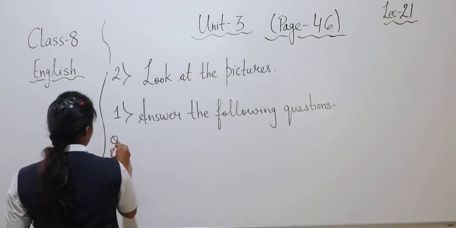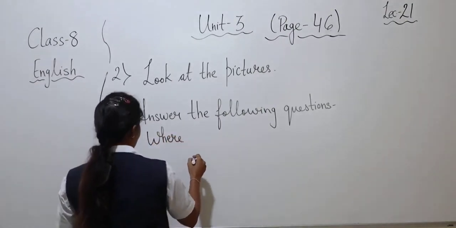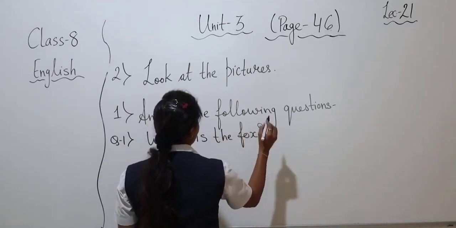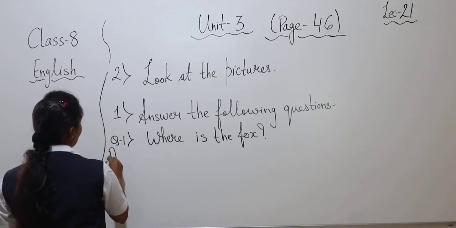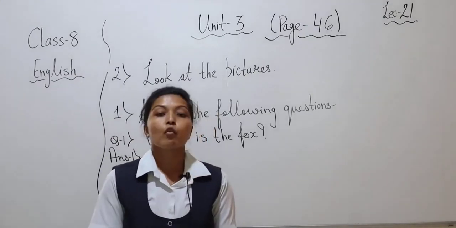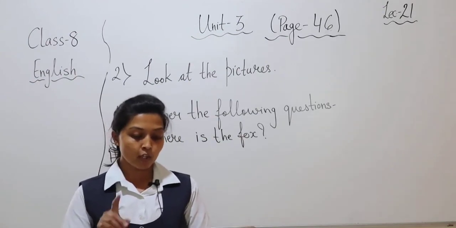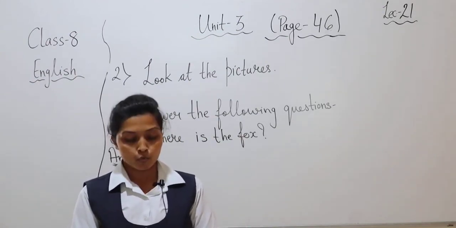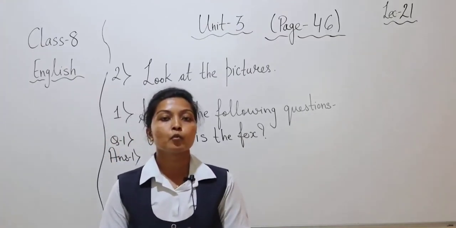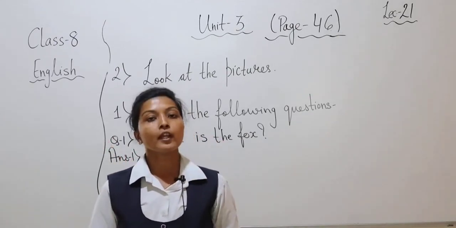Then one by one you take all the questions and answer them. So the first question is: where is the fox? Okay, in this way. Then you write answer 1. Then question 2: what is the fox thinking? Then write answer 2. In this way you have to complete up to: what is the goat thinking? This first exercise you have to do by yourself, because you find all the answers from the story only.